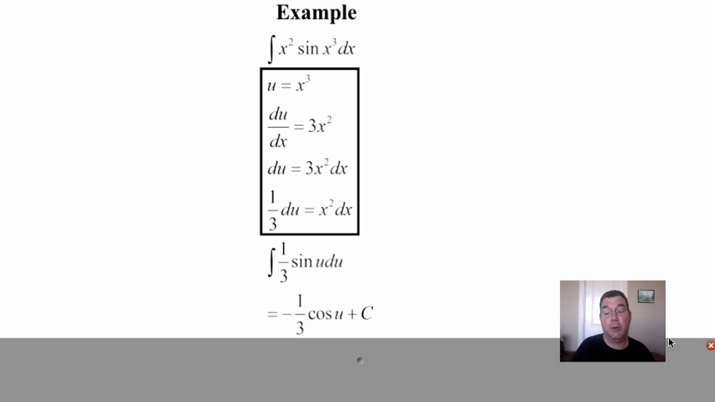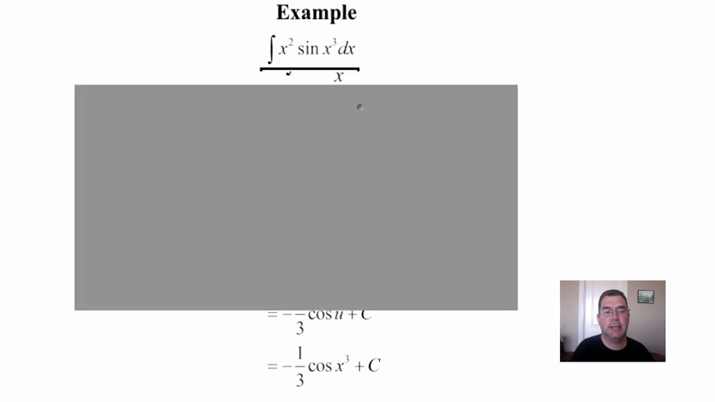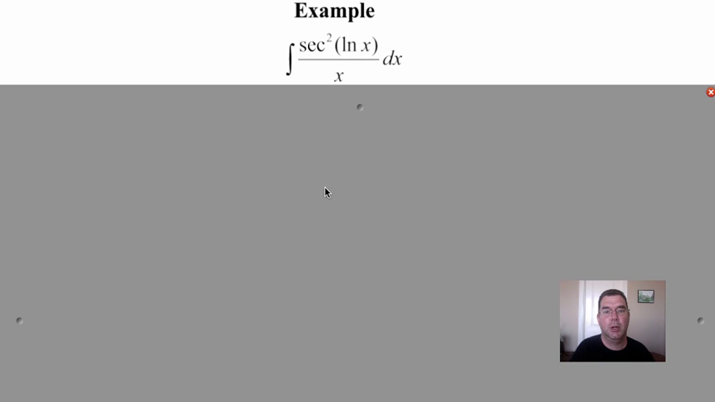And now I'm just one step away from being done. That variable u is something I made up, so I've got to substitute it back. So instead of it being negative 1/3 times the cosine of u, it's negative 1/3 times the cosine of x cubed plus c.